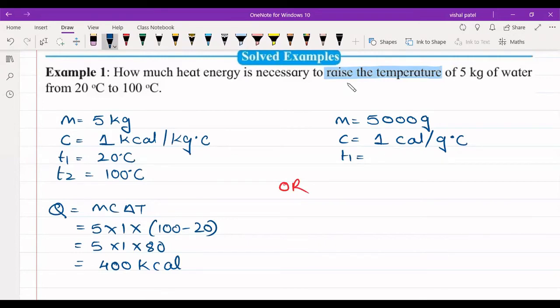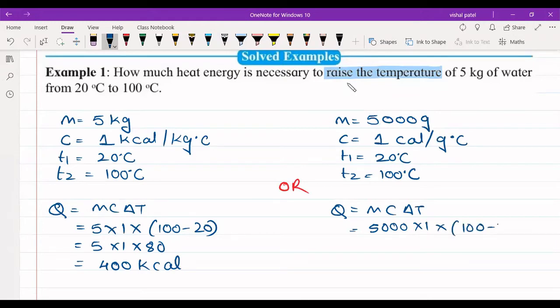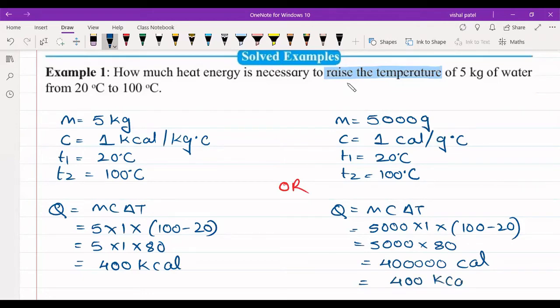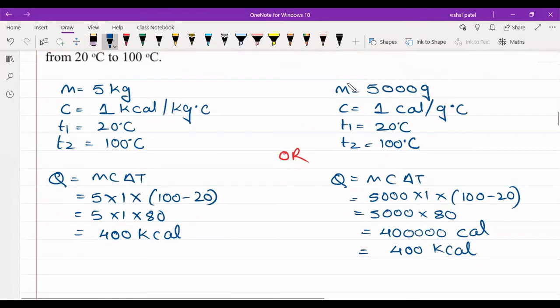Okay, so T1 is 20, T2 is 100, both are in degree Celsius. Q equal to MC delta T, 5000 into 1 into 100 minus 20, 5000 into 80 calories. Okay, and then if I remove 3 zeros, I will get kilocalories. Okay, so students, this sum is for this part.